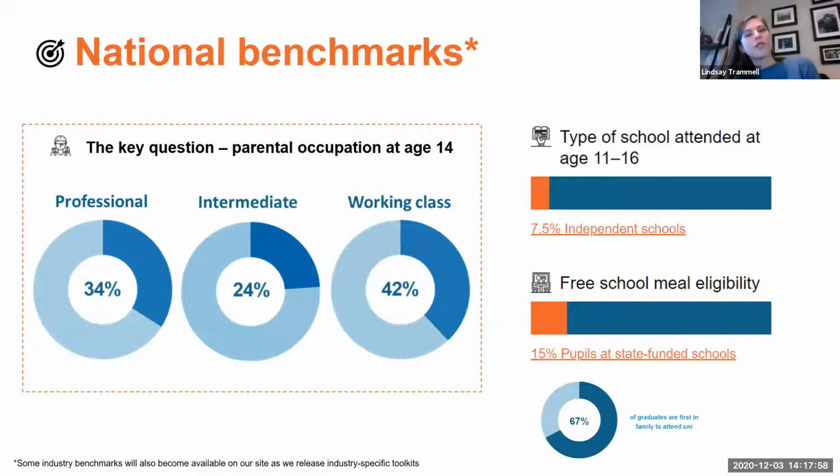So I promised we would show some national benchmarks. Again, these are all up on the microsite, so you can take a look at this at your leisure. The key question, parental occupation at age 14, you can see there, this is the benchmark of the entire UK population, or I should say, I believe, the England population. So if you want to know, okay, what does my company look like compared to the working population? It's this. We then have, as you can see, the other benchmarks up on the site. And I should say, for some industries, we will be releasing industry-specific toolkits.